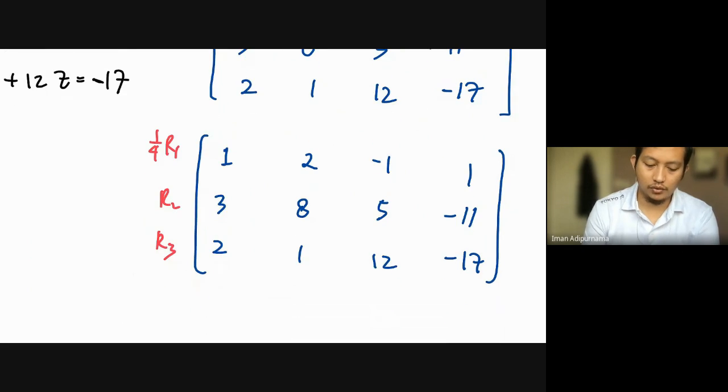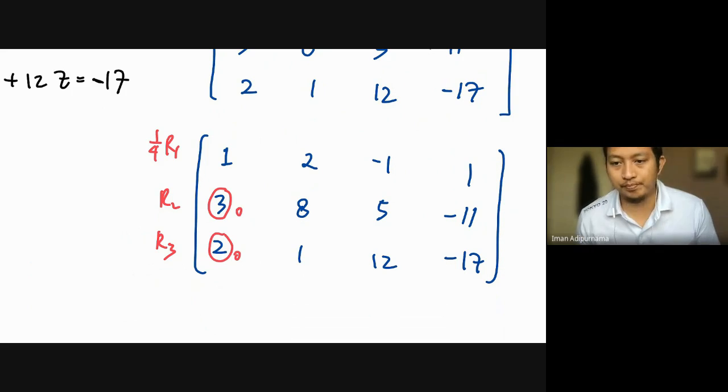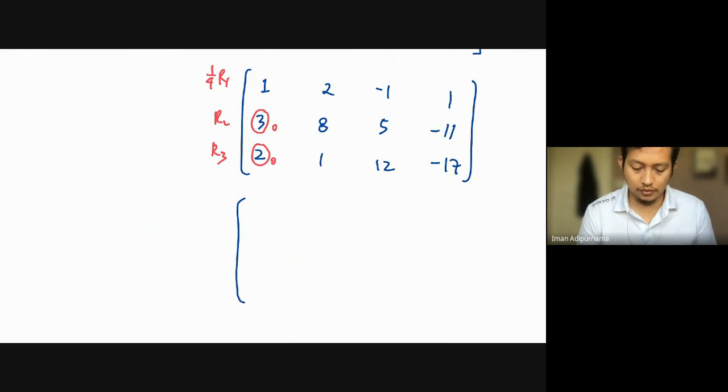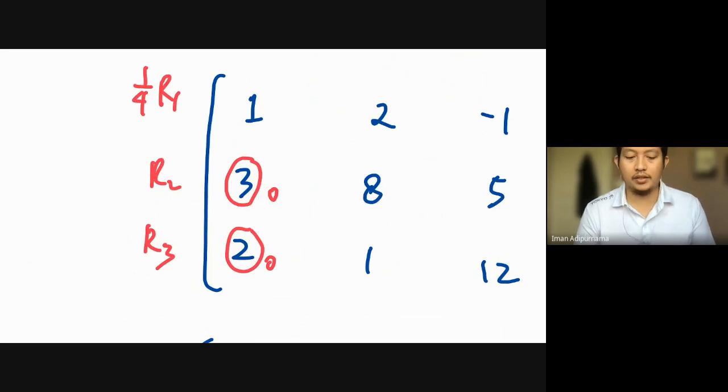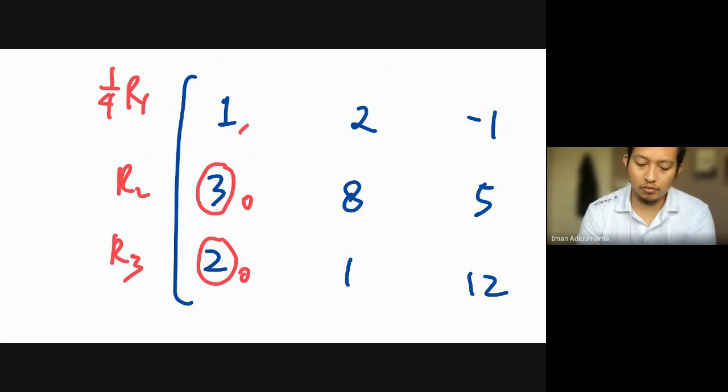Next, we need to make this 3 and 2 into 0. Okay, to make them 0, we need to do some operation on R2 and R3. The first constant should be 0. So in the new augmented matrix, if you look here, because the first one is already 1, we can subtract this, or we can subtract this to make R2 and R3 have first constant 0, right?